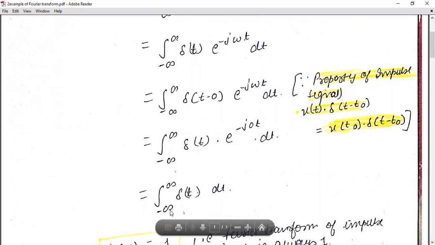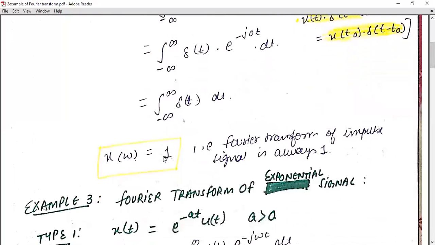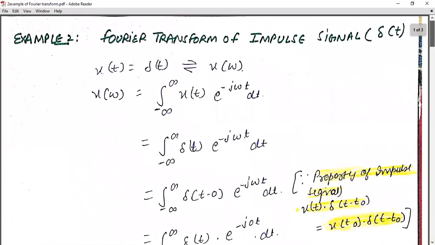So the leftover is the integral from minus infinity to infinity of δ(t) dt. By integrating the impulse function we get 1. In the range from minus infinity to infinity, the value we obtain is at the origin, that is at the point 0, where δ(t) is 1. So the area of the impulse function is 1, and the Fourier transform of the impulse signal is always 1. This is the second example of Fourier transform.